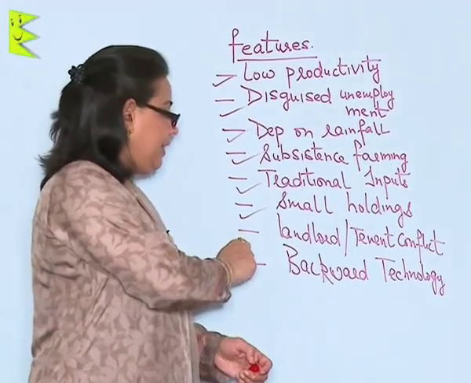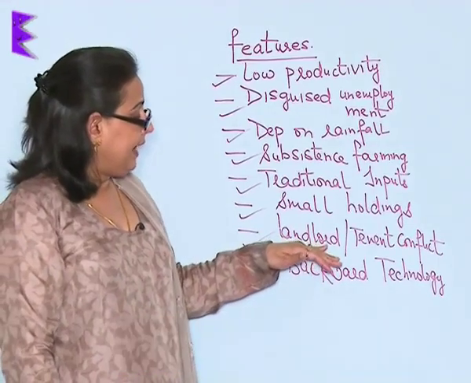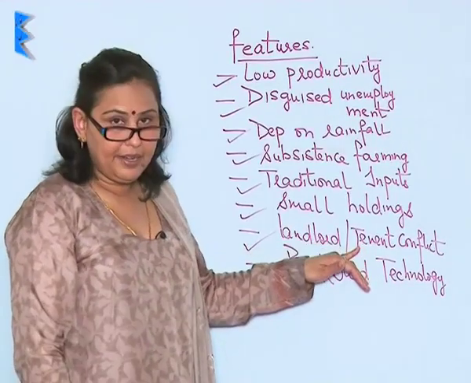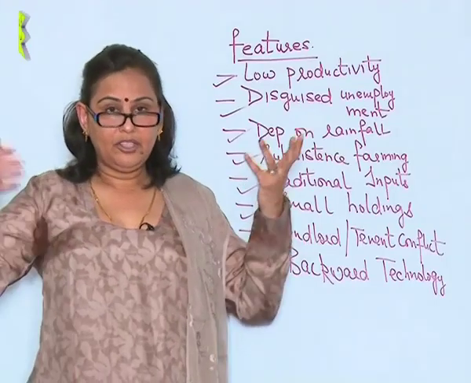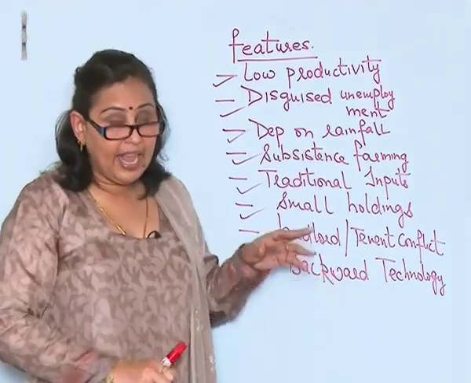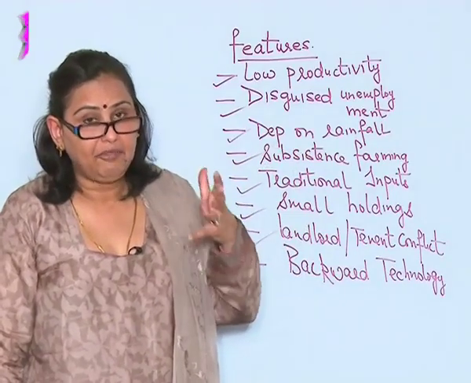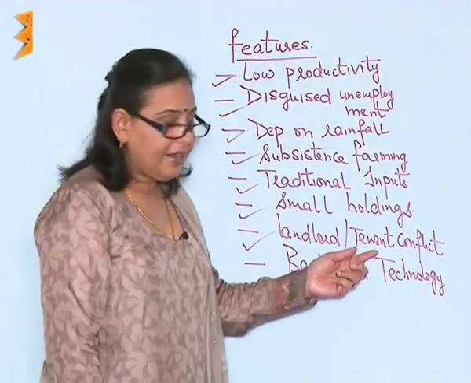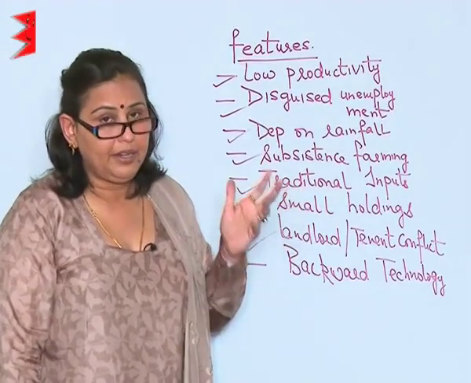The next feature of Indian agriculture is landlord-tenant conflict. This means that on the farms in India, most of the tilling is done by the tenant and the landlords are absentee landlords. That is, they keep sleeping. They are generally residing in the cities and the work is done by the tenant. And they try to extract as much as they can from the tenant. The tenant is forced to still till the land because he does not have the other required avenues. Thus, this conflict between the landlord, who wants to extract more, and the tenant, who has the problem of still tilling the land, is a continuous feature of Indian agriculture.